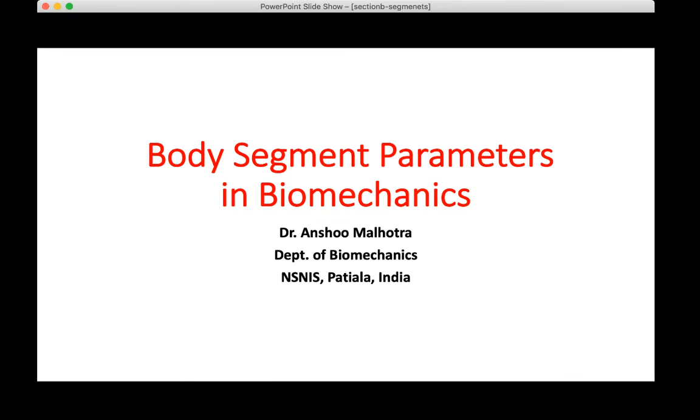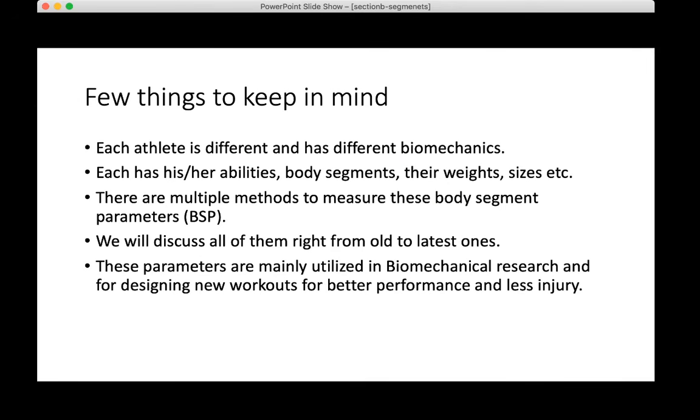Okay, so starting with this section, there are a few things you should always keep in mind while studying these body segment parameters. The first thing is that every athlete, every human being on this earth, is different biomechanically.